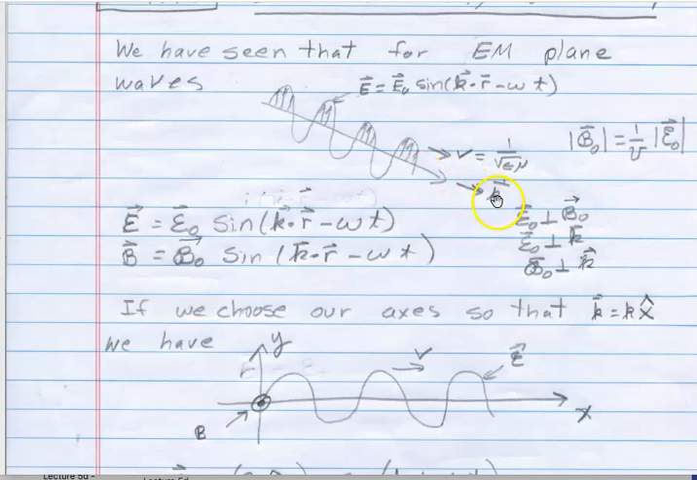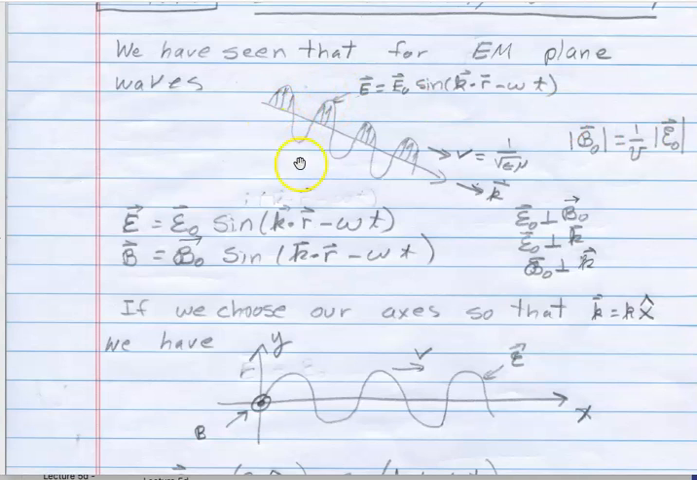So if this direction is k, I choose this direction to be x, choose this direction to be y, and then B is actually orthogonal to it, perpendicular, coming out. But B, remember, is much reduced from the electric magnitude. In fact, it's a factor of about 1 over 10 to the 8th of the electric field portion. So we have that.